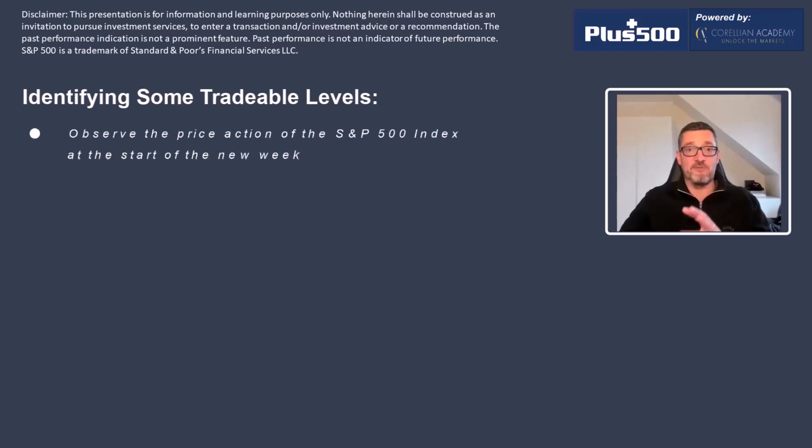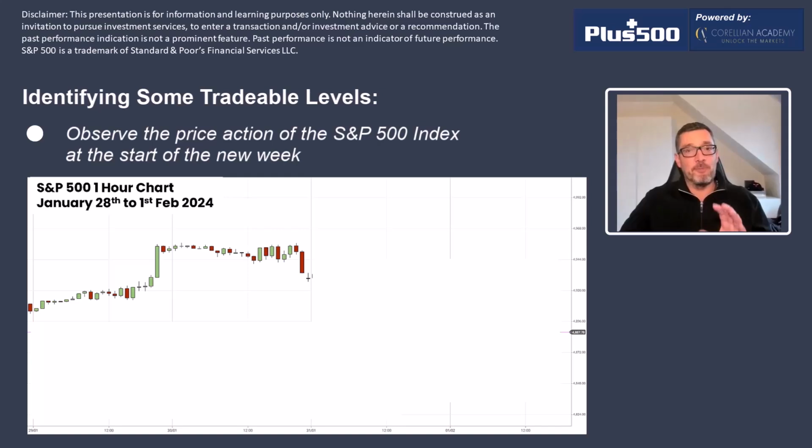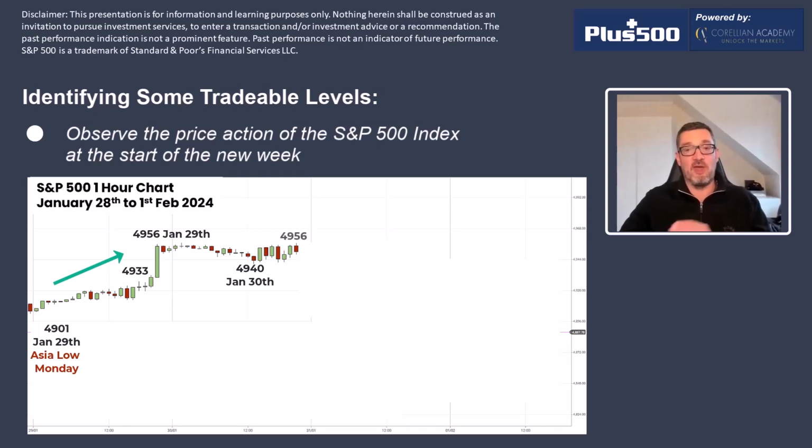To do this, I observe the price action of the S&P 500 index at the start of the new week. After a brief dip to a low at 4,901 on the Monday open in Asia, bullish sentiment continues, with the index moving higher again across the day, eventually jumping above that previous all-time high at 4,933 that I identified over the weekend, to print a new peak at 4,956.